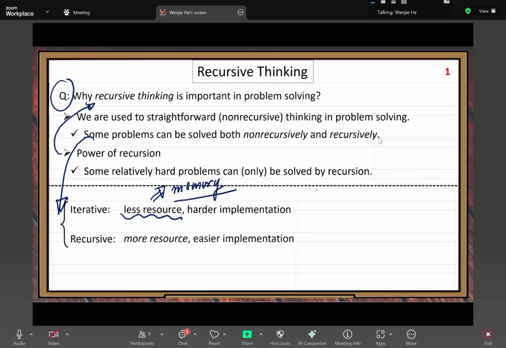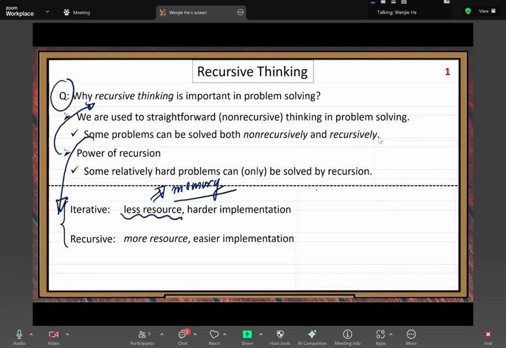For recursive, you need more resource. I will explain why more resource. Here I give you the result first: more resource. We need to look a little deeper to see that. More resource is a disadvantage. Then the advantage is easier implementation. When we write the code, the coding is easier, shorter and easier.